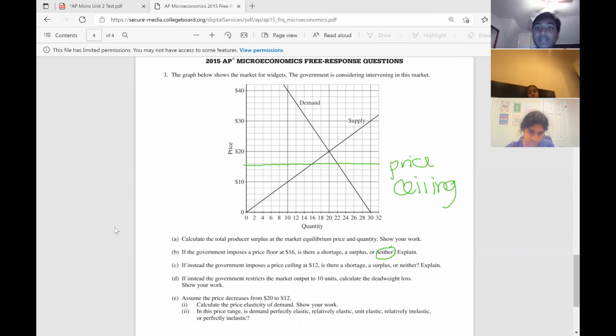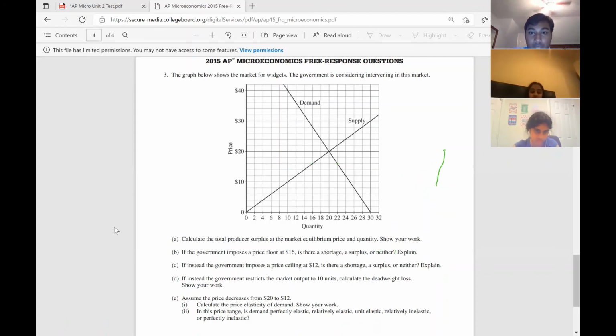What's my explanation for this? Simply because a price floor sets a minimum price, it's going to be above the equilibrium price and quantity. And in this situation, it's not. So we can conclude that there's neither a shortage nor a surplus because this price floor is ineffective. Is that the correct answer, guys? Yeah, that is. Okay, go ahead.